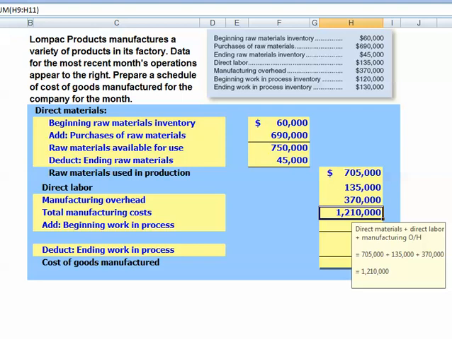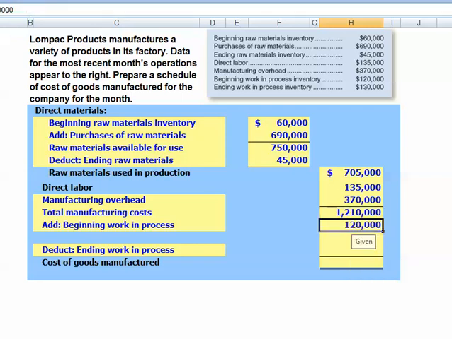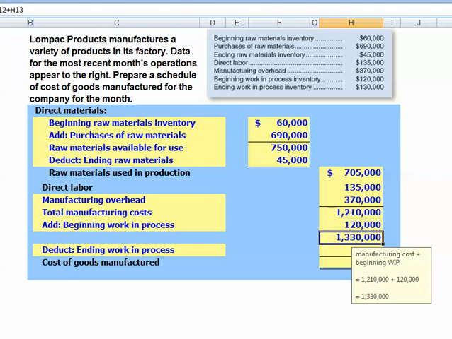We'll take our total manufacturing cost for the period and add to that whatever our balance was in beginning work in process. In other words, what did we have on our factory floor at the beginning of the period? And we're told that we had $120,000 worth of partially completed inventory at the beginning of the month. So if we had $120,000 at the beginning of the month, and we added manufacturing costs of $1,210,000, that means that we have $1,330,000 worth of costs to account for.